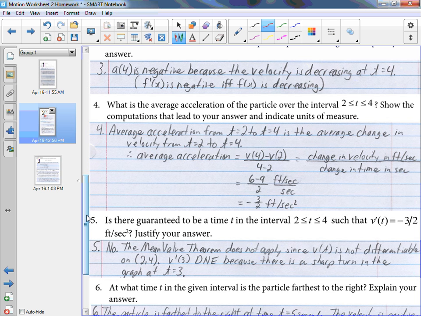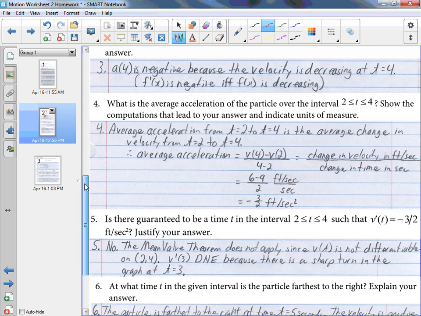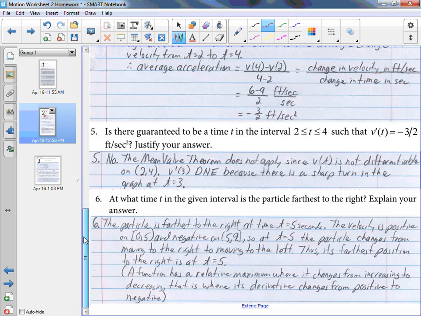So number 5 makes sense. Number 6, is this the last one? At what time t in the given interval is the particle farthest to the right? And explain your answer. All right, think about what the graph shows us.